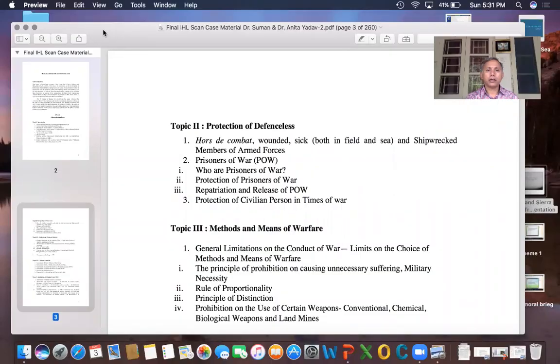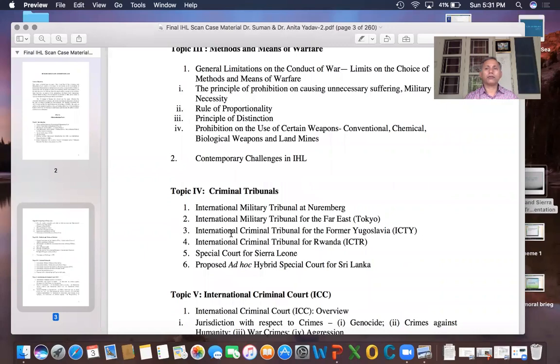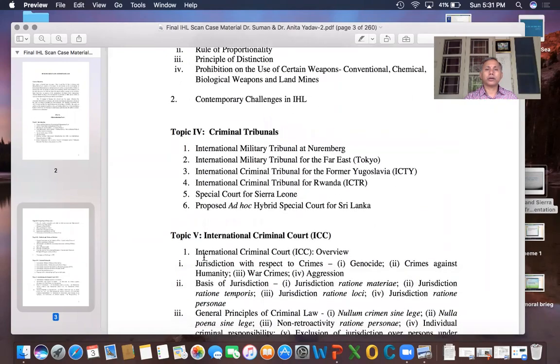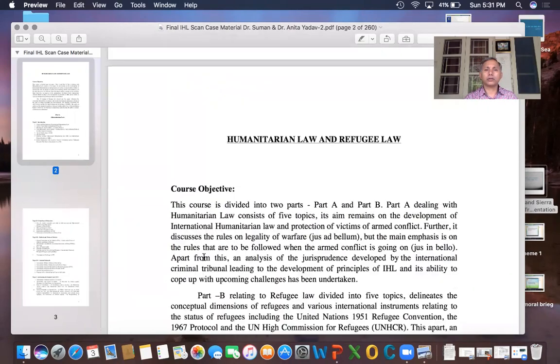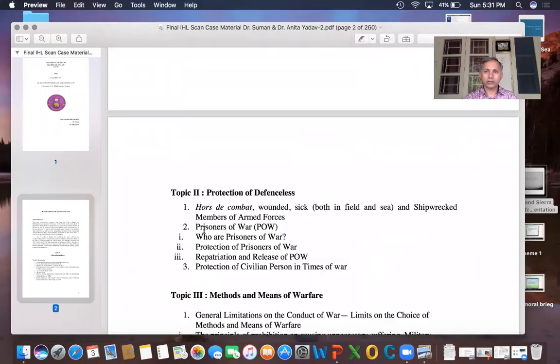If you look at this syllabus, you'll find that in topic number 4, subtopics 4 and 5 are the International Criminal Tribunal for Rwanda and the Special Court for Sierra Leone. Both of these are to be studied, and therefore you must be prepared for these topics also.